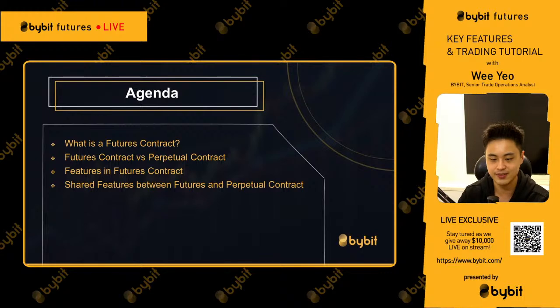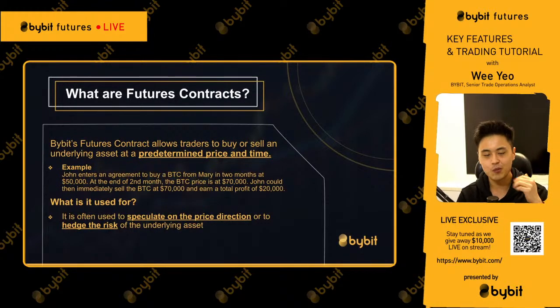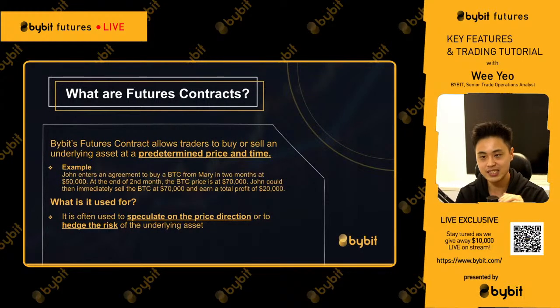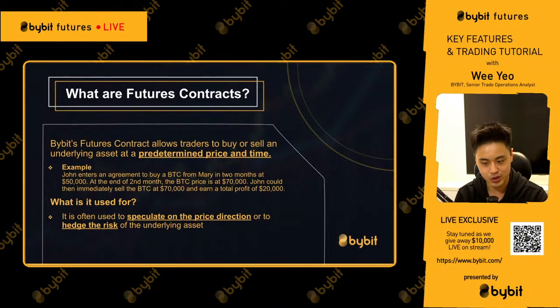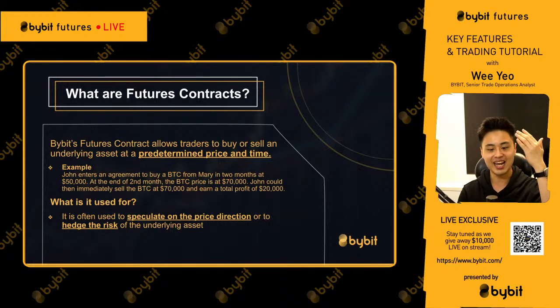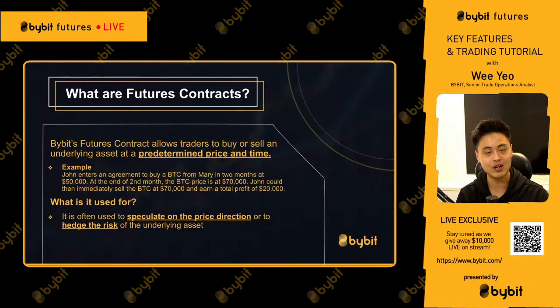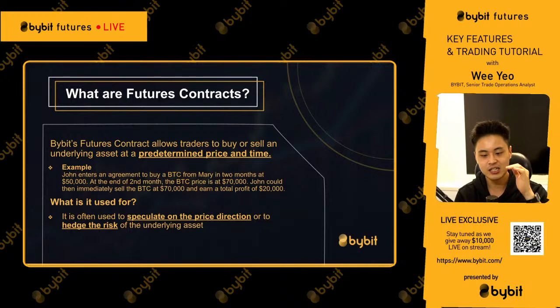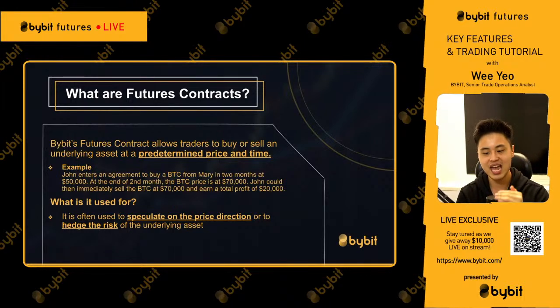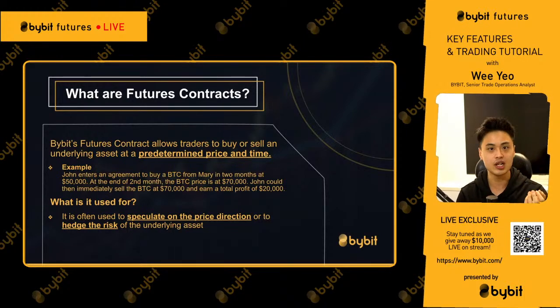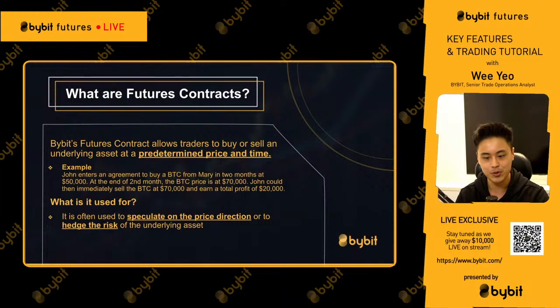I'm going to start. So firstly, what is a futures contract? As you can see on my slide, it allows traders to buy or sell an underlying asset, and in this case we are talking about cryptocurrency, at a predetermined price and time. So what does it actually mean? Let me use this example right below here.